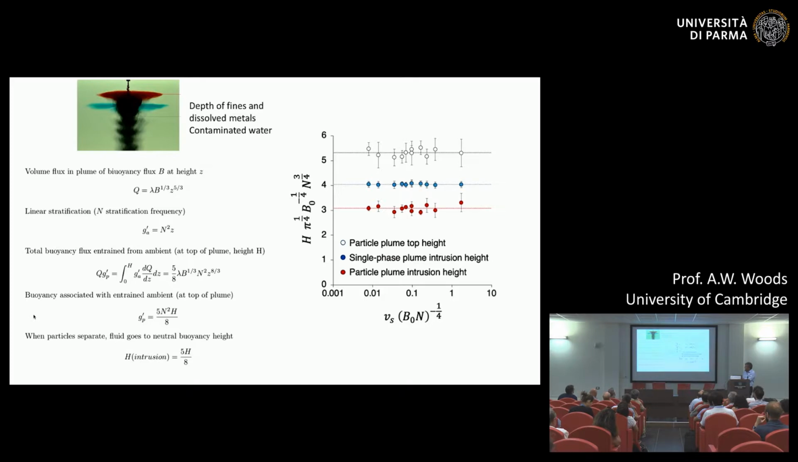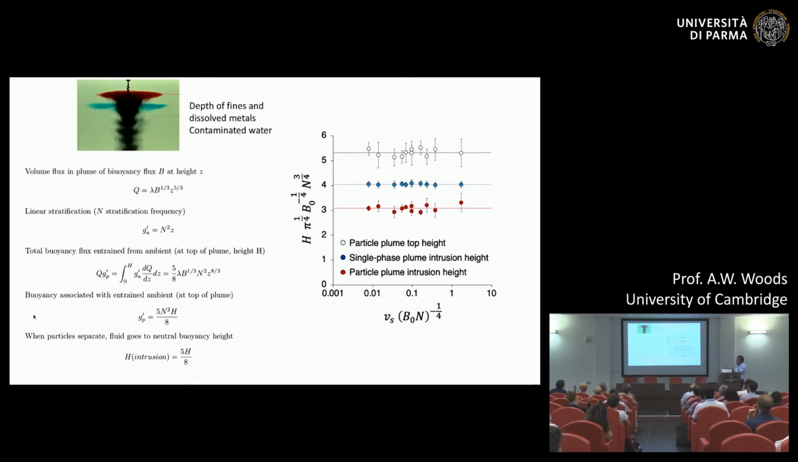Okay, and so that buoyancy, if we turn it round, actually means that the salt we've got in this plume, which is once the particles have gone, all that's left is the salt in this fluid. And that salt has a density that's 5/8 of the total distance the plume's gone. And so the fluid rises back to that height. And so that's why the plume spreads out at 5/8 of the initial intrusion height.